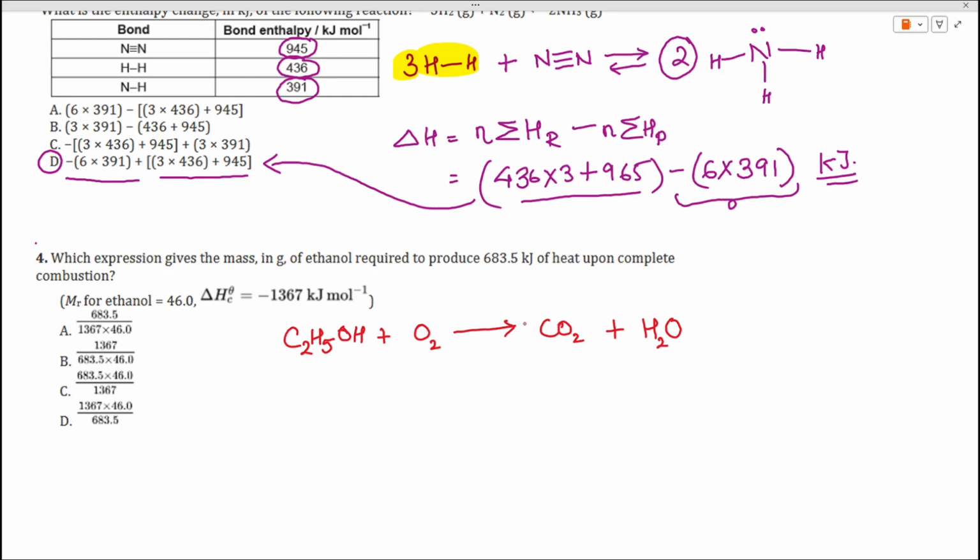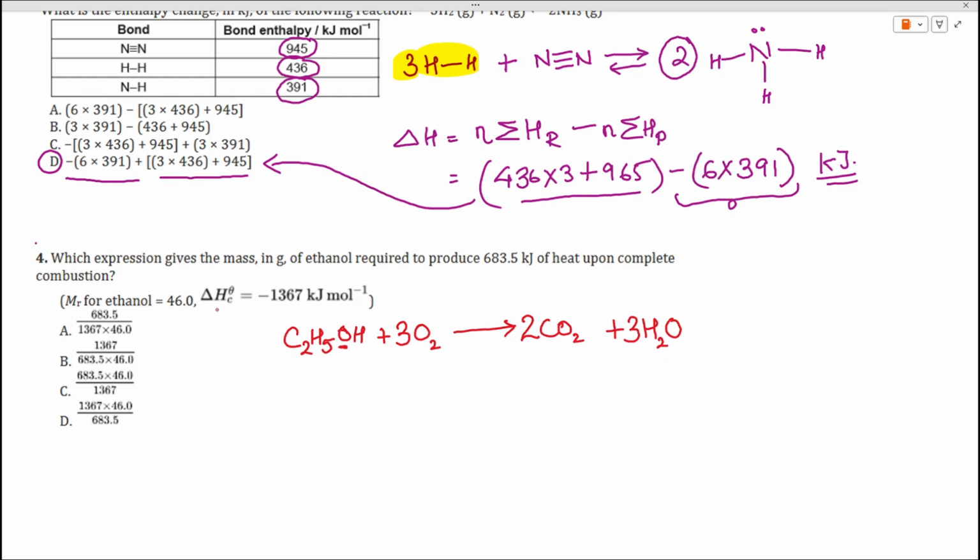Carbons are 2 on the left. We'll have 2 carbons on the right. Hydrogens are 5 plus 1, 6 on the left. So we'll make it 6 on the right. Now oxygens are 2 times 2, 4 plus 3, 7, out of which we already have 1 oxygen over here. So we can put a 3 over here, 3 times 2, 6 plus 1, 7. So this is our balanced chemical equation.